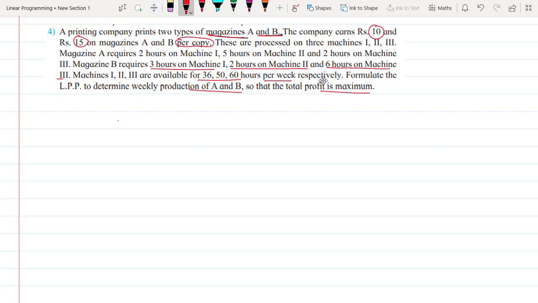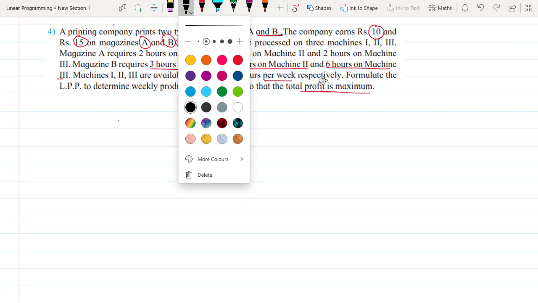Okay, so your objective function is to make the profit maximum, and the variables you will be having in this are A and B. You can get the profit function from here or here. Okay, so let's have the table now first.